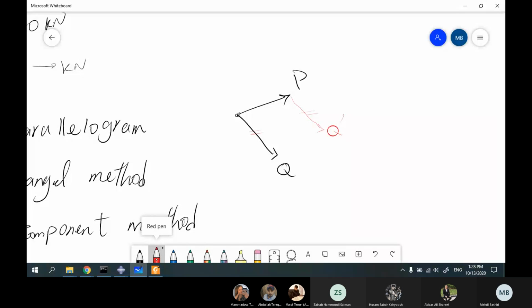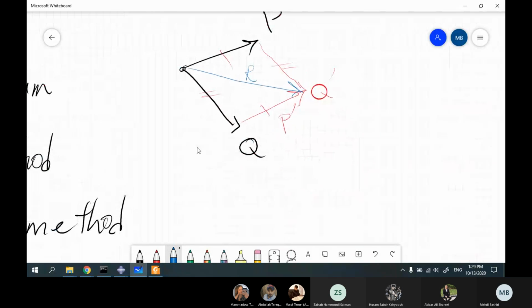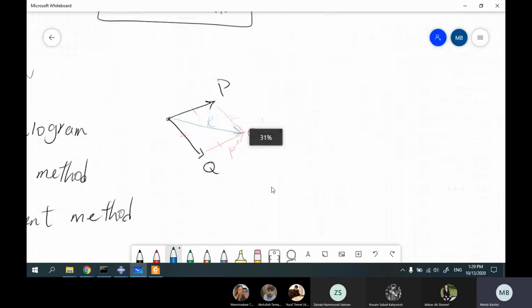Also, you have to do it again. You have to draw another force like this, P prime. The P prime is parallel to P, but starts from the end of the Q. Okay, so the resultant is a vector that starts from here, ends with here, like this. This is your resultant.